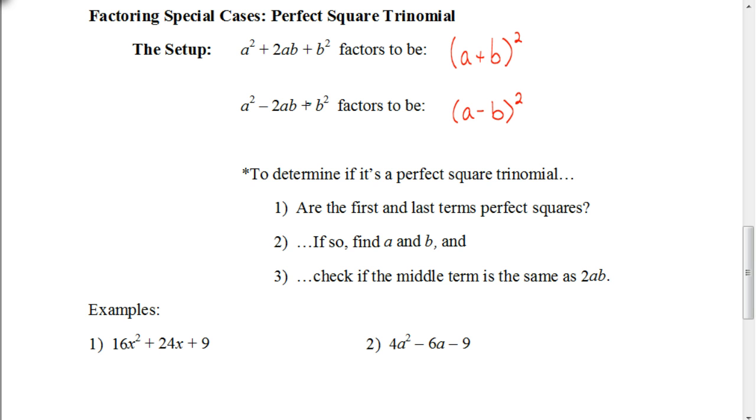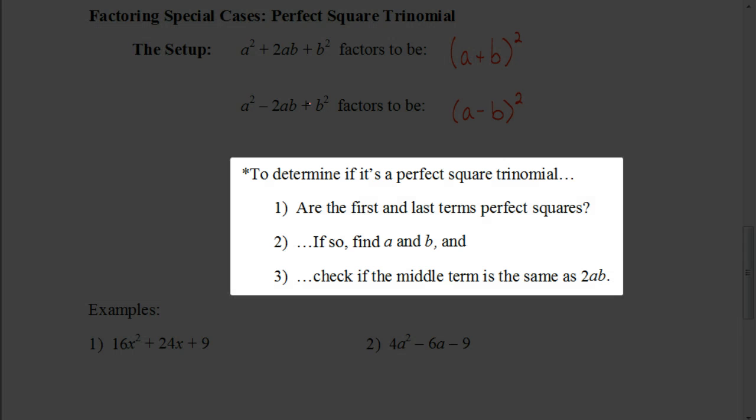Now, how do you determine whether it's a perfect square trinomial? That's a great question. Well, here's how you determine whether or not it's a perfect square trinomial. It has to meet all three of these criteria. First off, are the first and last terms perfect squares?